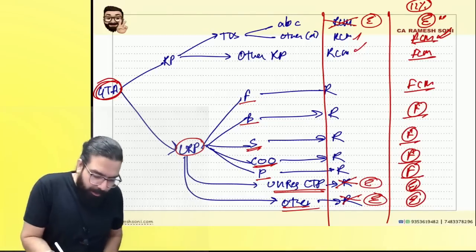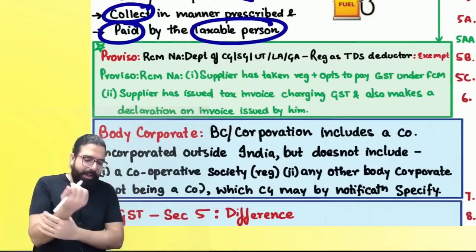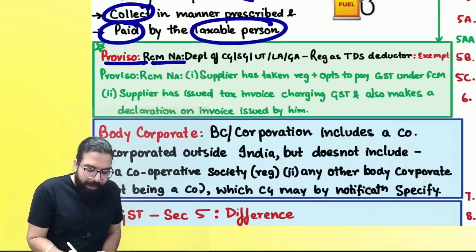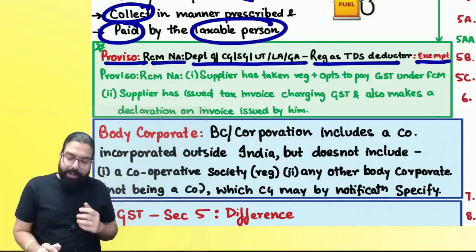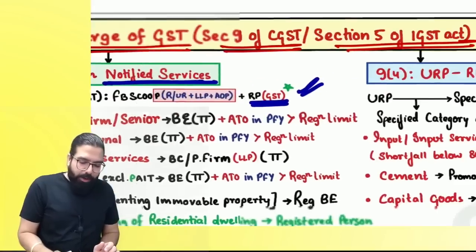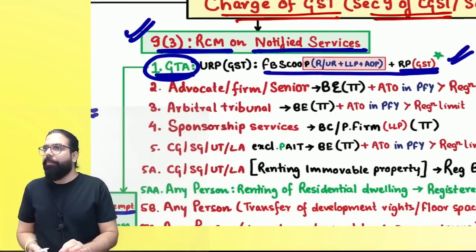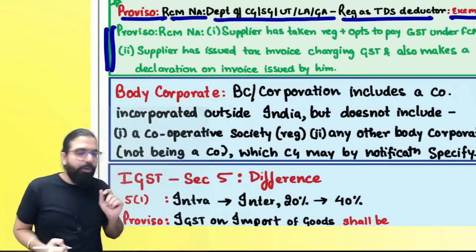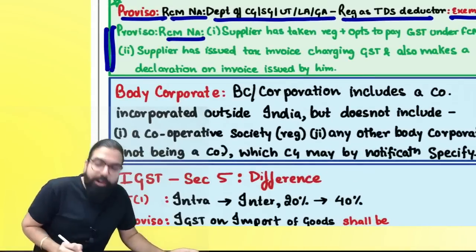Chalo, people, please come now. We are done with the GTA discussion. In the GTA discussion, it says this proviso, which you already know: RCM not applicable to a Department of Central Government, State Government, or Local Authority which is registered, where TDS is deducted. In that same case, it is exempted. Can I go ahead, everyone? You know, I've already told you this whole scenario in a proper manner. You'll remember? Can we go ahead? Now, if you come down over here, there's a new proviso which has been inserted in the GTA discussion, which says that RCM will not be applicable.